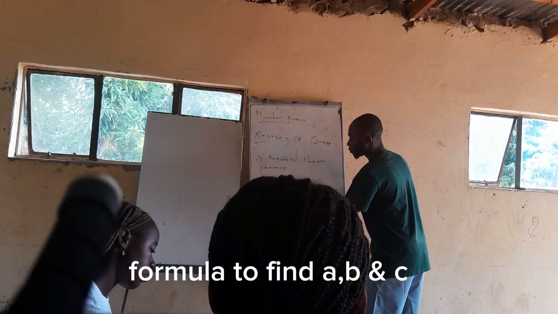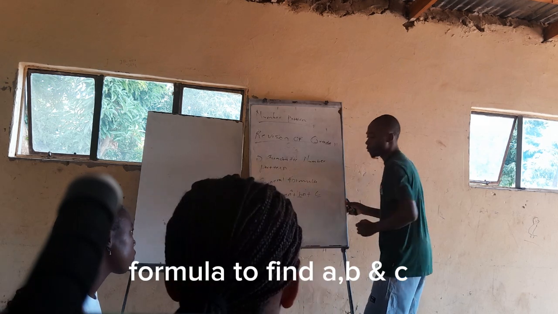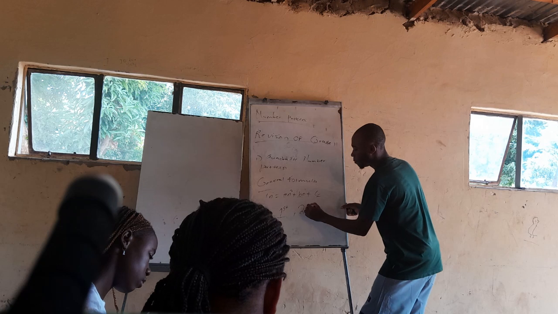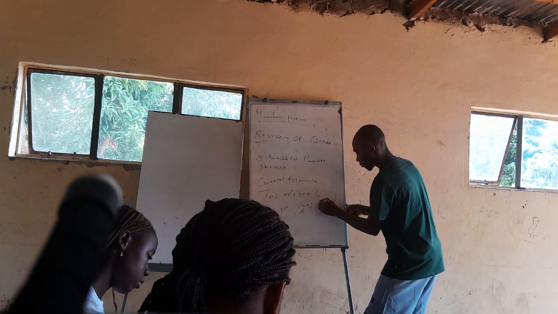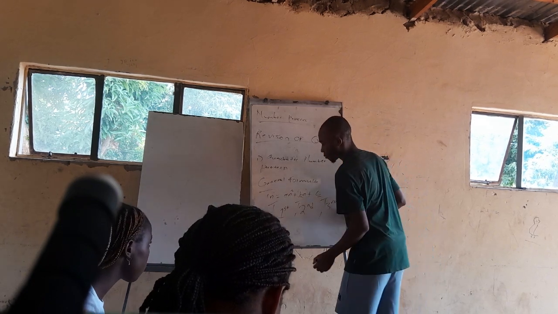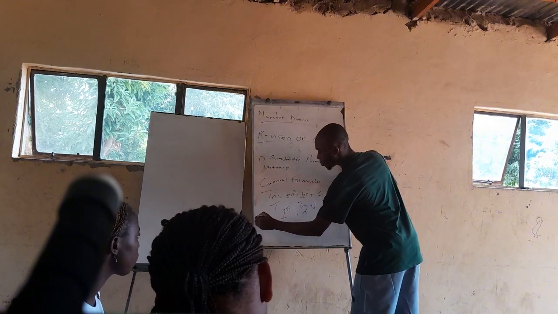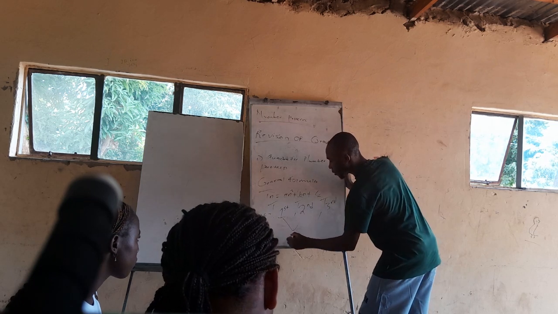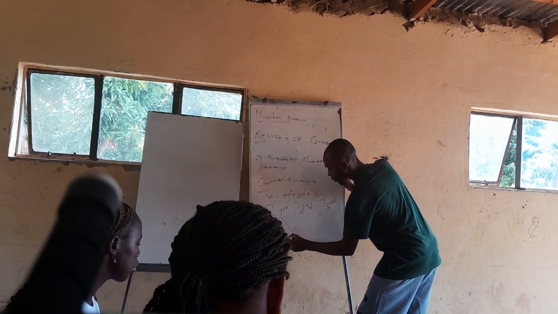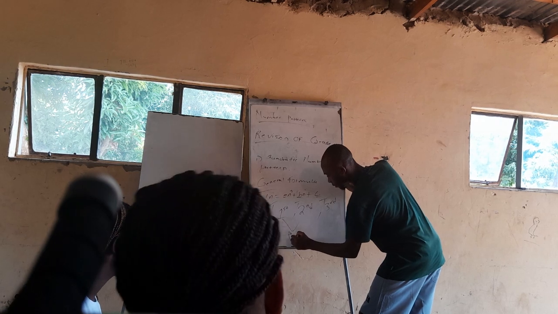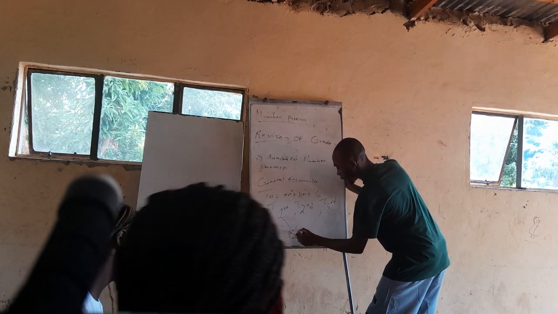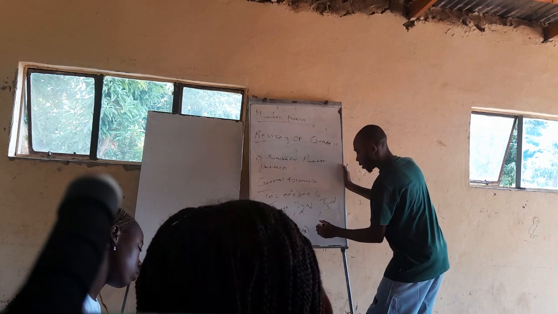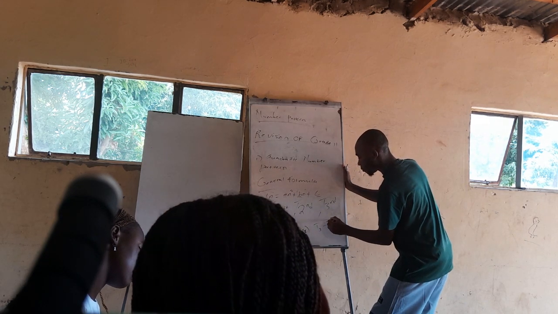There is a formula to find A, B, C, right? Let's take you have the first term, second term, and the third term. Here there is a formula for this one. It's A plus B plus C, right? Let's say this is the first difference, where you subtract T1 from T2. Here you subtract T2 from T3.